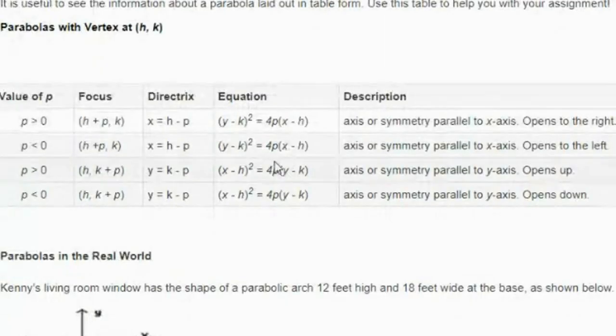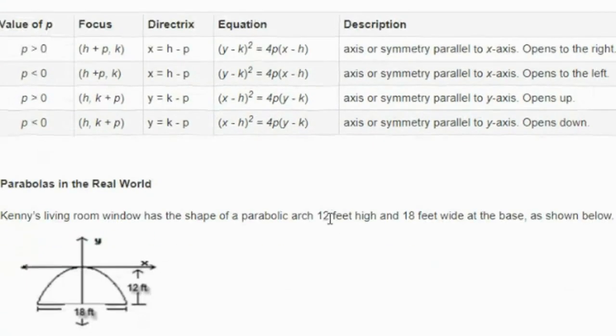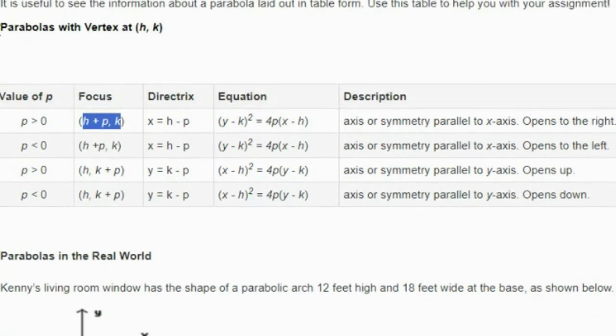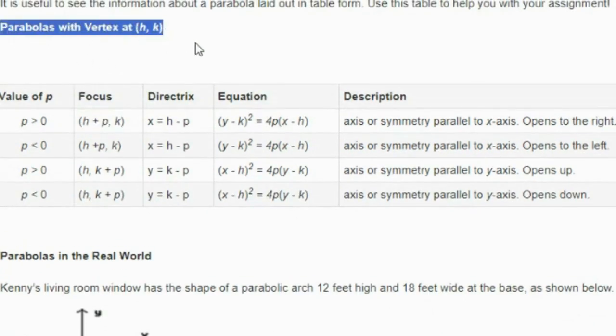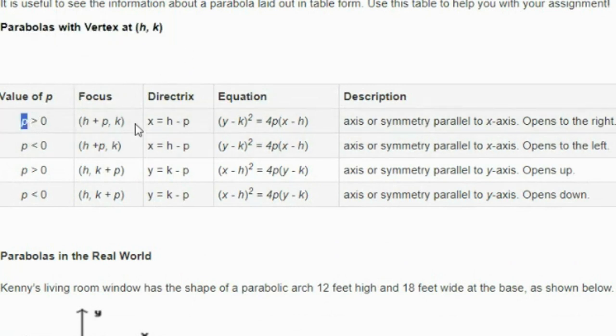All right. So here's a nice little table that might be nice to put in your notes that helps you find: how do I find the focus? How do I find the directrix? How do I find the equation? If p is greater than 0 or p is less than 0, right? So here's the description of it. If p is greater than 0, your focus is at (h plus p, k). So if you know the vertex, parabolas with vertex at (h, k), right? So if you have the vertex and you know the p, you know the focus is going to be (h plus p, k), which gives you the point of the focus using the vertex and the p. The directrix is going to be x equals h minus p. So that'd be the line for the directrix.